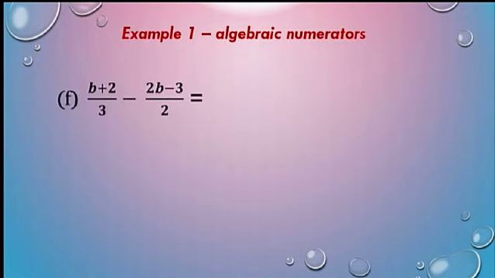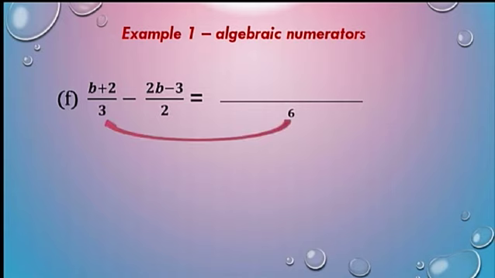Now this is a subtraction of two algebraic fractions. b plus 2 over 3 minus 2b minus 3 over 2. The LCM of 3 and 2 is 6. 6 divided by 3 is 2. We multiply this 2 by b plus 2, which is the numerator of the first fraction.